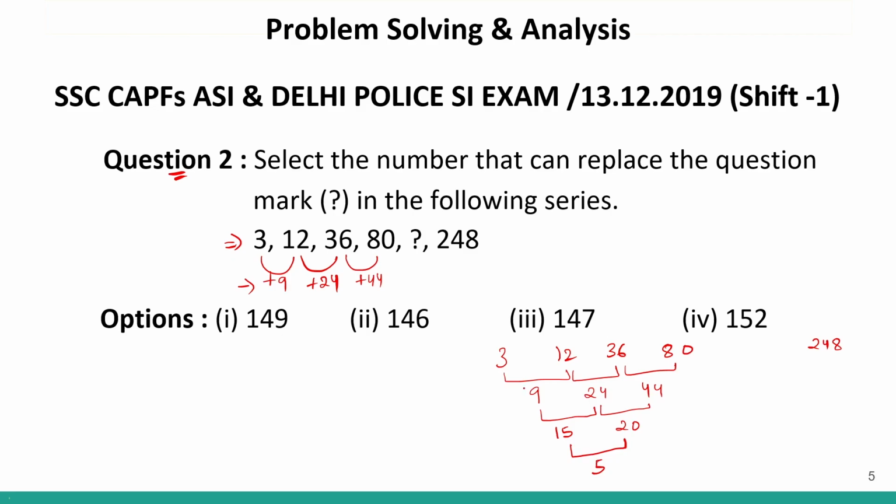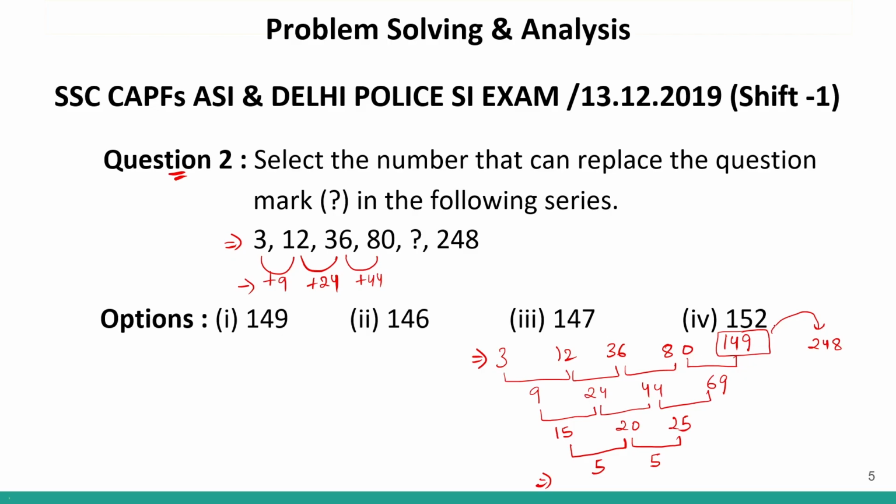So what I have done is I have taken the series and broken it down to the smallest number possible, that is a 1-digit number. Now let us try adding 5 to this 20. So 25. 44 plus 25 will give me 69, and 80 plus 69 will give me 149. So this is my tentative answer. We have not finalized it yet. How will I finalize? When I check that it follows the same logic with 248.